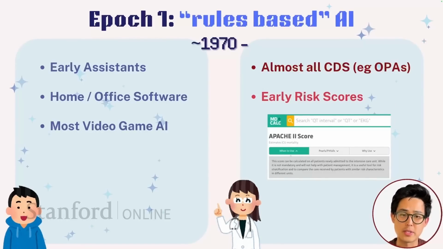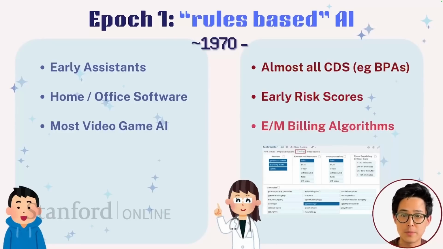The risk calculators you see on platforms like MDCalc, again, this is mostly simple rules-based logic. And even smart automated billing algorithms like the one you see here that automatically determine billing levels based off of which boxes you check are examples of rules-based AI. And so, as you can kind of tell by now, many of the seemingly smart features that we have in our modern day EHRs, those tools that we rely on every single day, are actually built on technology that's been pretty much around since the 1970s.